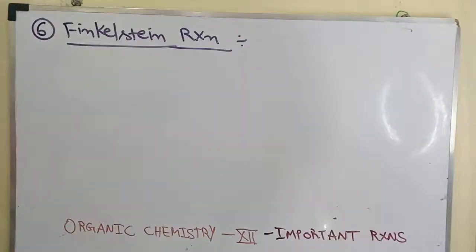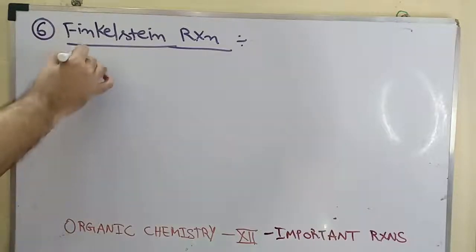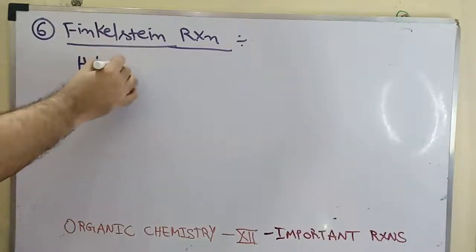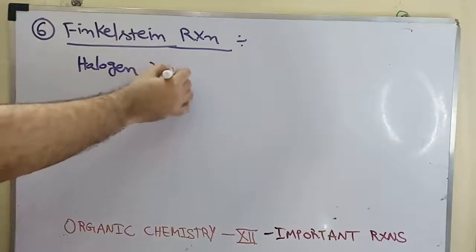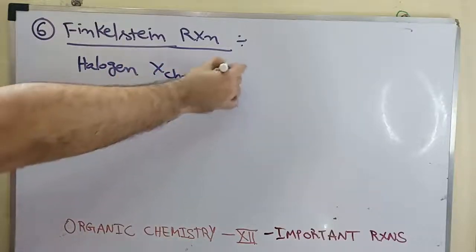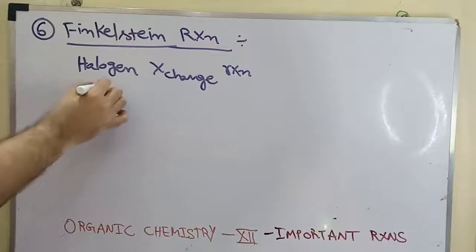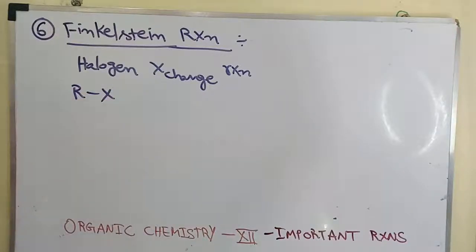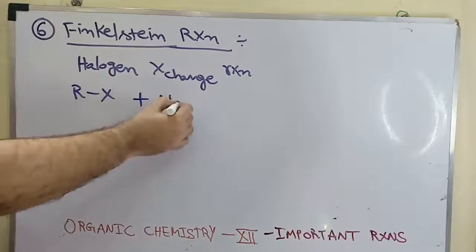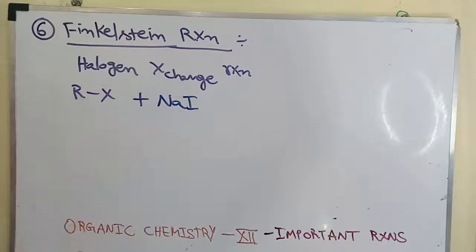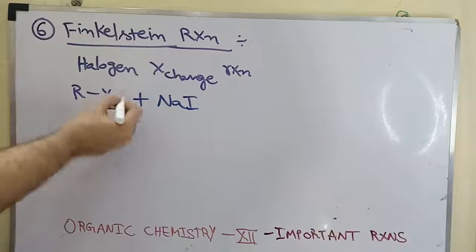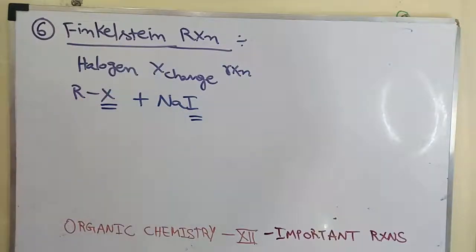Let's see the next question. This is called the Finkelstein reaction. What is the Finkelstein reaction? It is a halogen exchange reaction. The things participating in the halogen exchange are an alkyl halide and sodium iodide. The halogens getting exchanged are X and I, the exchange reaction.